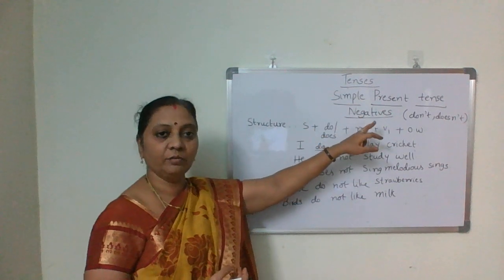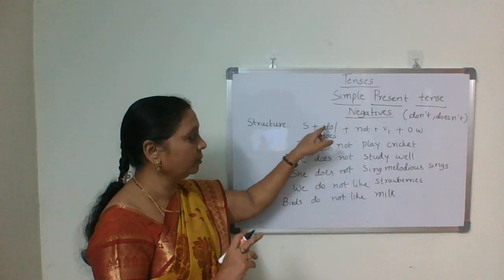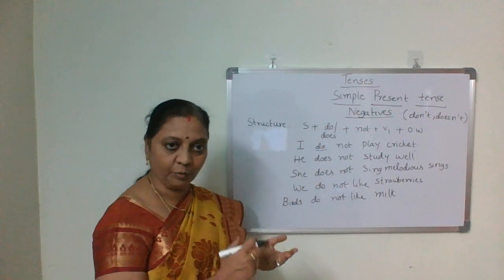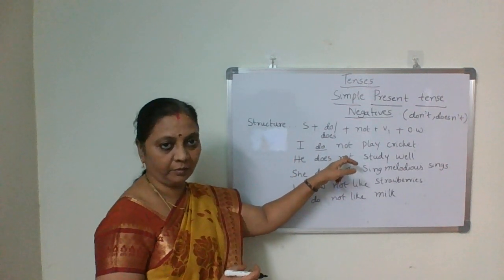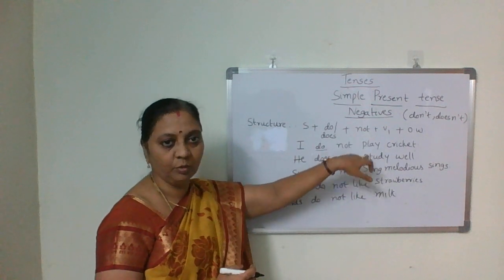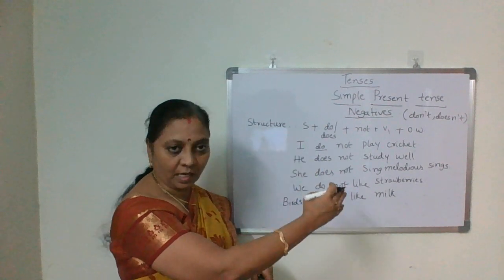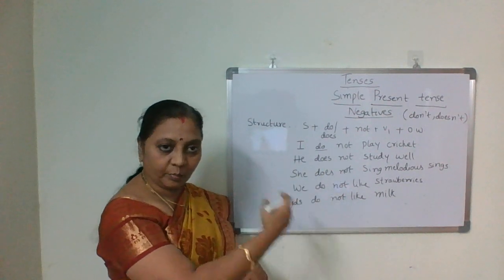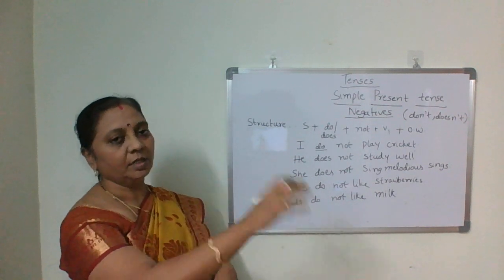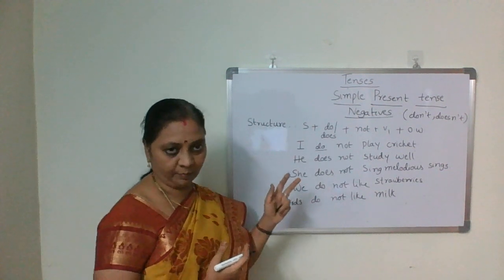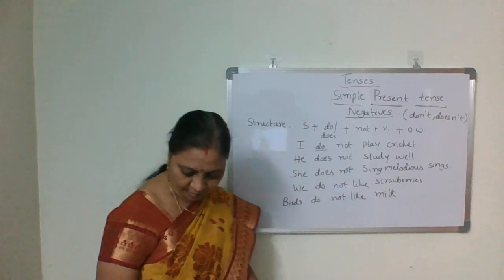So to express negatives, we use do forms. Two do forms we use: do for I, you, we, they, and does for he, she, it. After that, you add not, then the main verb, that is the root verb V1. I do not play, he does not come, she does not sing. We do not like. Birds do not like. Like that, you have to frame. This is the structure. You can frame as many sentences as possible using this structure, but negative statements. Then we do questions. Next.